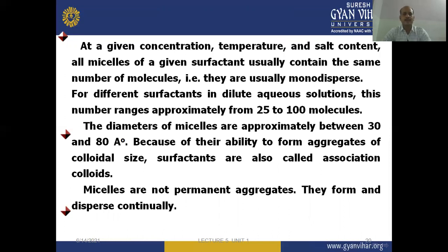Because of their ability to form aggregates of colloidal size, surfactants are also called association colloids or amphiphilic colloids. So amphiphilic colloids are nothing but the aggregates of surfactant molecules in the colloidal size range. Micelles are not permanent aggregates, they form and disperse continually.